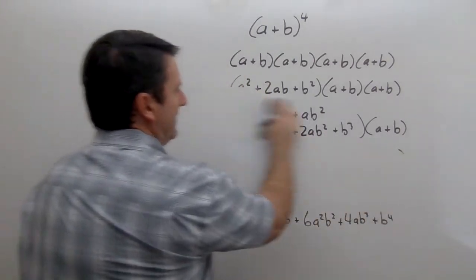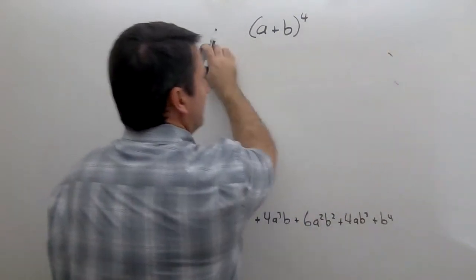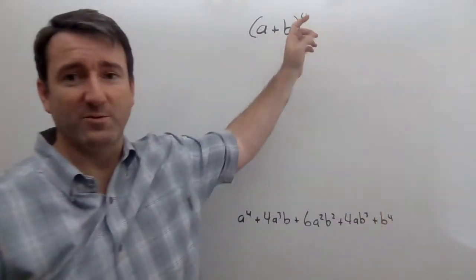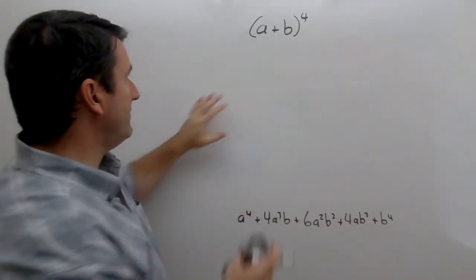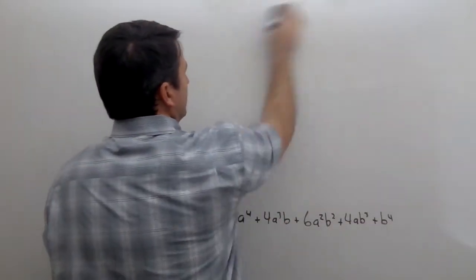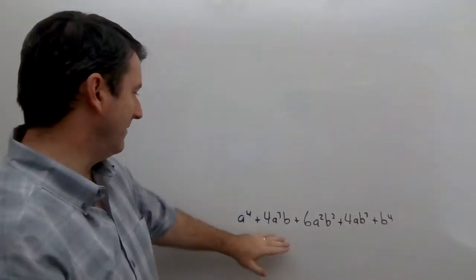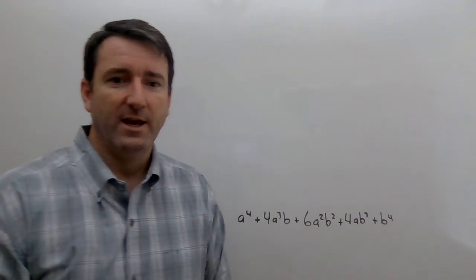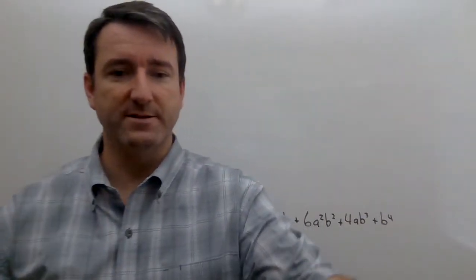But that is kind of tedious. And that gets really tedious if instead of a 4, say this were a 24, we wouldn't want to be doing this all day. So let's learn an easier way to do this binomial expansion. And I'm going to leave this up here so that we can see that when we do this easier way, we are going to get to the same answer.